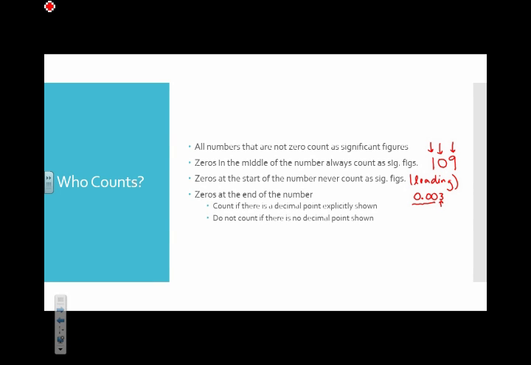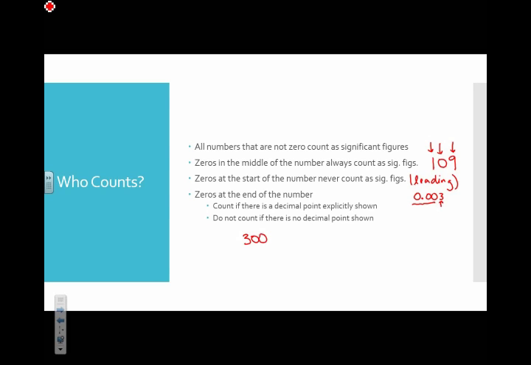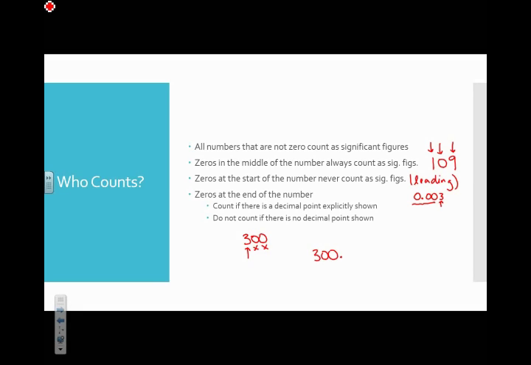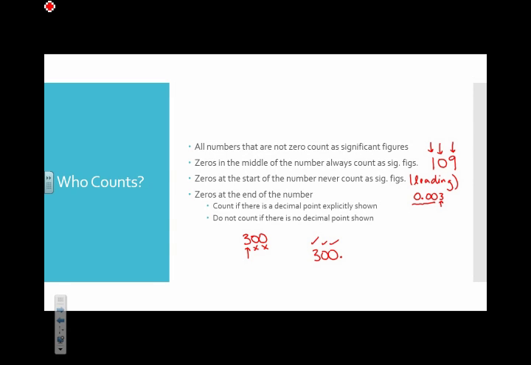Zeros at the end of the number count sometimes. They count if there's a decimal point that's explicitly present, and they don't count if there isn't a decimal point. So if I have 300, and there's no decimal point shown there, then this 3 counts as a significant figure, but these zeros do not. And so there would only be one significant figure in 300. On the other hand, if I had 300 point, then this 3 would count, and these 2 zeros would count because there's a decimal point specifically shown in the number.